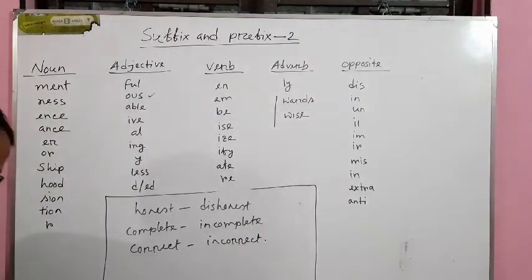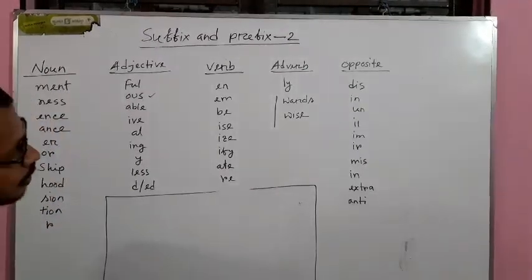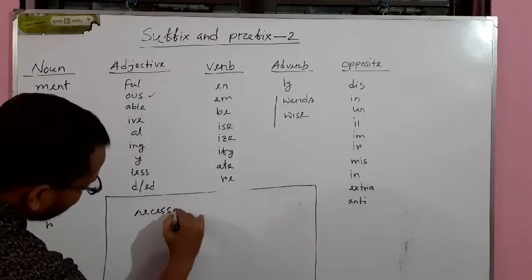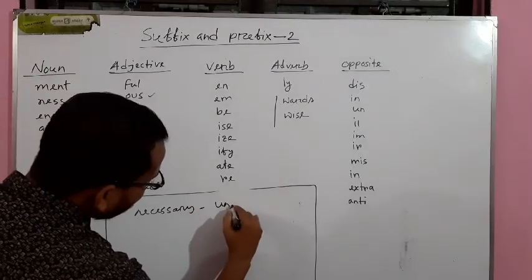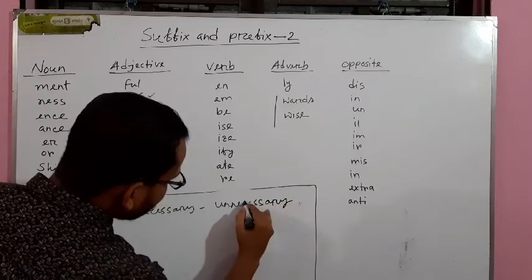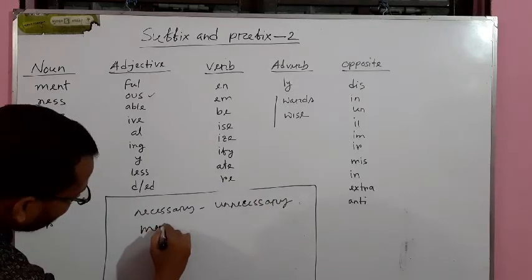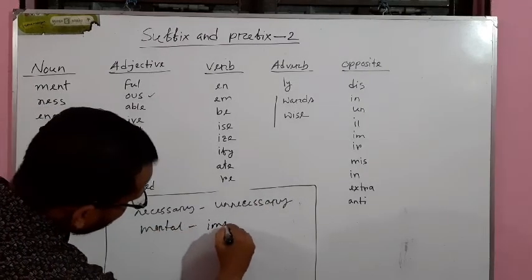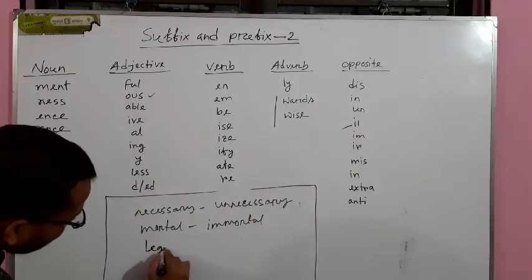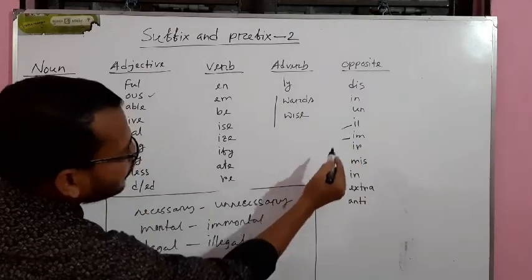Okay, by this way you can change the words into their opposite forms. Or necessary, NECESSARY, from necessary to unnecessary. Or from mortal, we all know, from mortal to immortal, IMMORTAL. Then ill, we all know, LEGAL, legal to illegal, ILLEGAL.